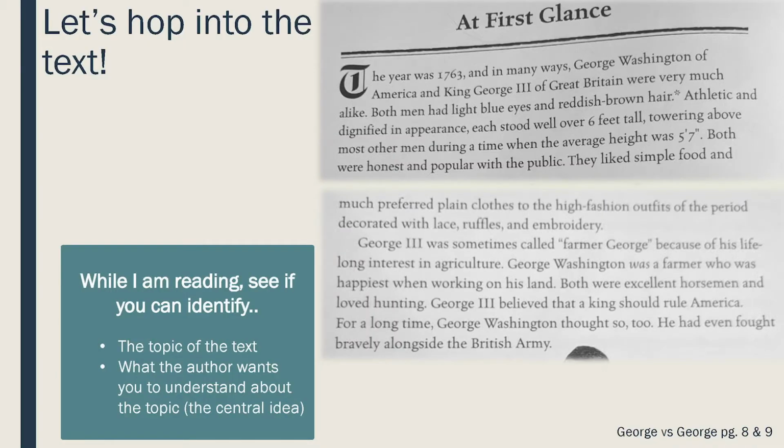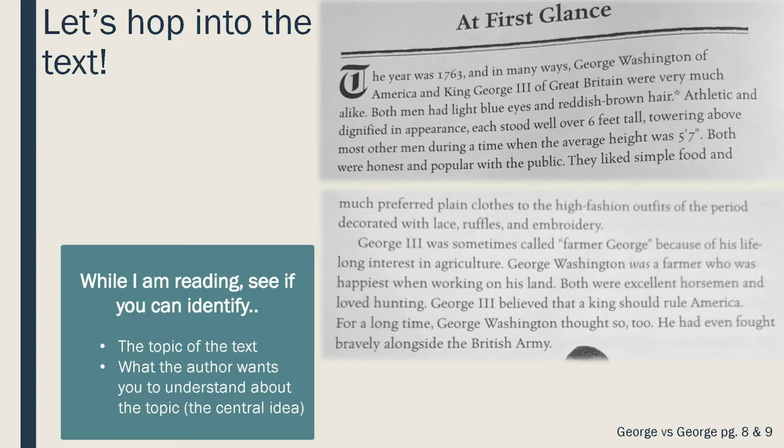The year was 1763, and in many ways, George Washington of America and King George III of Great Britain were very much alike. Both men had light blue eyes and reddish-brown hair. Athletic and dignified in appearance, each stood well over 6 feet tall, towering above most other men during a time when the average height was 5'7". Both were honest and popular with the public. They liked simple food and much preferred plain clothes to the high-fashion outfits of the period, decorated with lace, ruffles, and embroidery. George III was sometimes called Farmer George because of his lifelong interest in agriculture. George Washington was a farmer who was happiest when working on his land. Both were excellent horsemen and loved hunting.